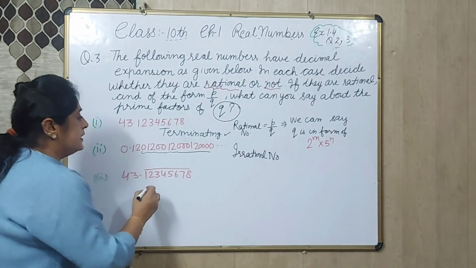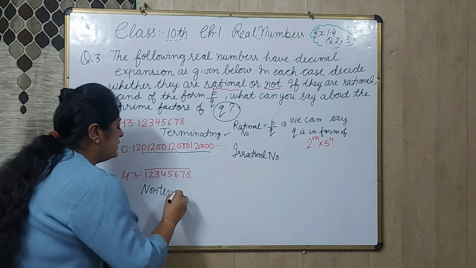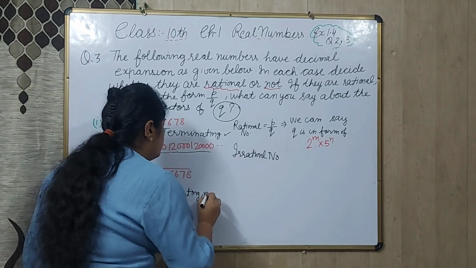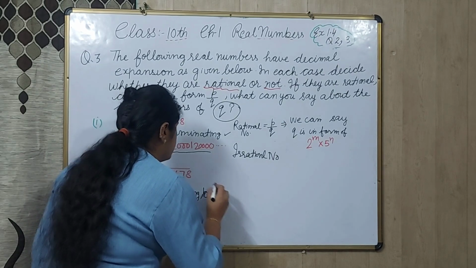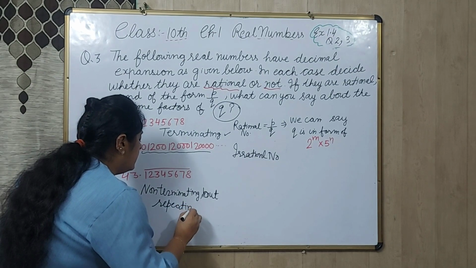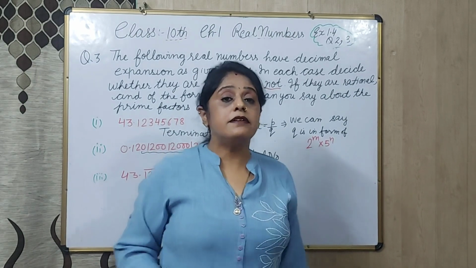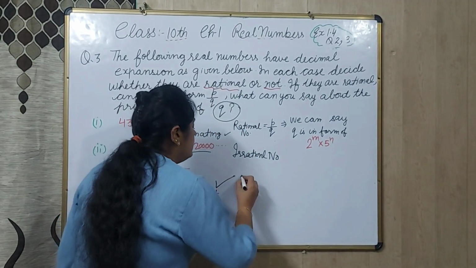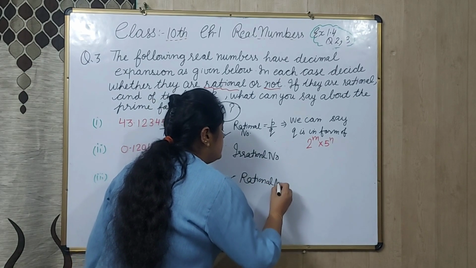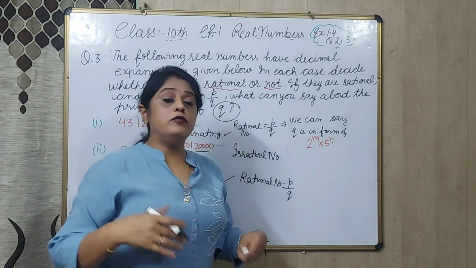Okay. Now 43.1234567 and a bar is there. It is non-terminating but repeating. If our decimal expansion is non-terminating but repeating, still it is a rational number. If it is a rational number, we can write in form of P by Q, but we have to tell about Q.